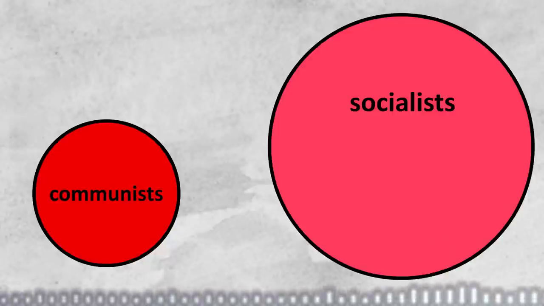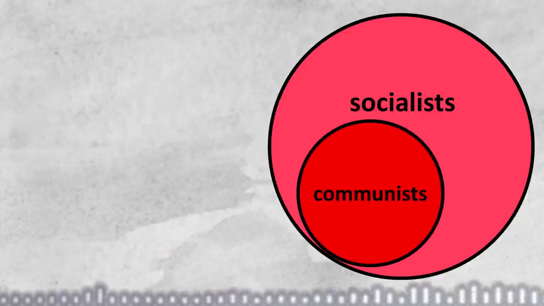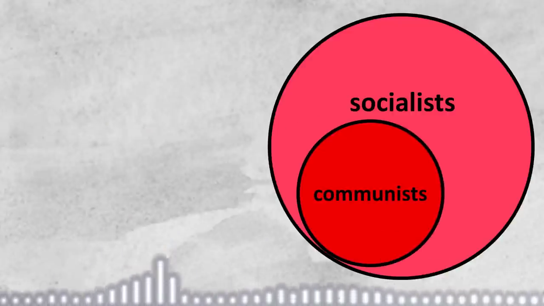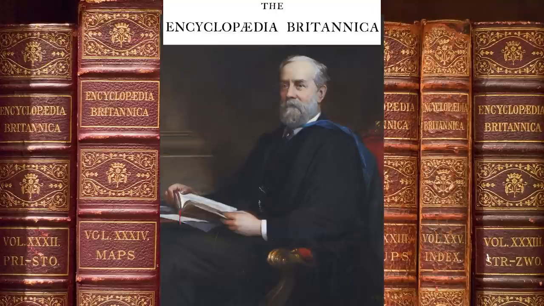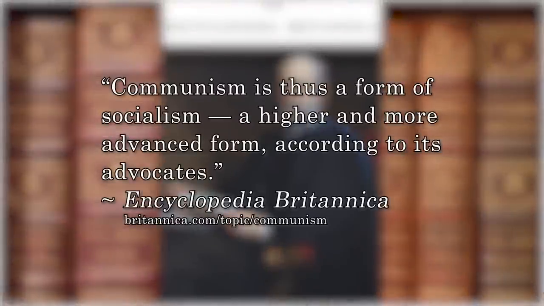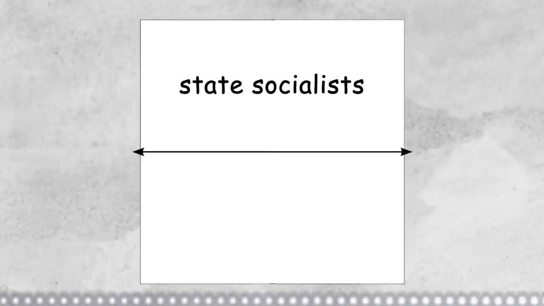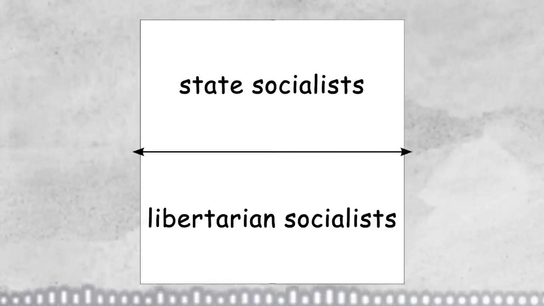Likewise, all communists are socialists, but not all socialists are communists. And if you don't believe me, maybe you'll believe the Encyclopedia Britannica, a publication so prestigious that it's impossible to say its name without sounding condescending. "Communism is thus a form of socialism, a higher and more advanced form, according to its advocates," says the Encyclopedia Britannica. Okay, so, socialists are often divided into two types, state socialists and libertarian socialists.